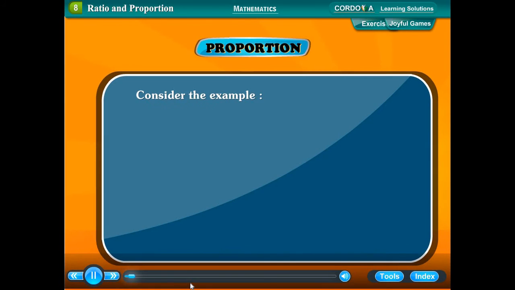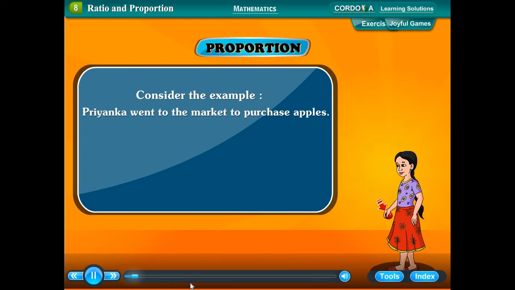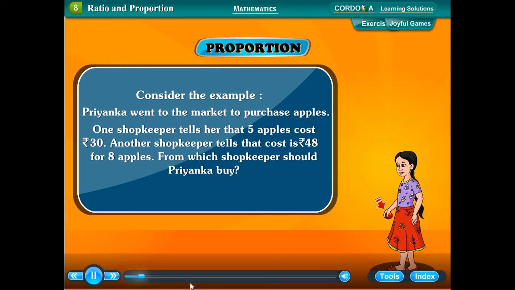Proportion. Consider the example. Priyanka went to the market to purchase apples. One shopkeeper tells her that 5 apples cost ₹30. Another shopkeeper tells her that the cost is ₹48 for 8 apples. From which shopkeeper should Priyanka buy? The ratio of the apples is 5:8. The ratio of the cost is 30:48, which is equal to 5:8. Thus, 5:8 is equal to 30:48.